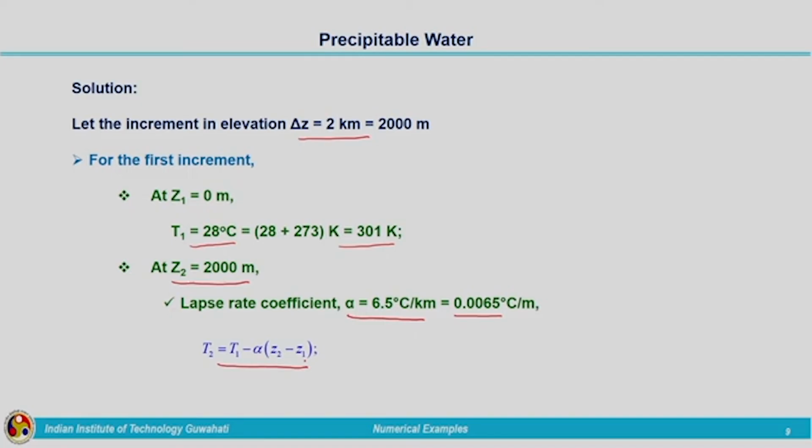T2 is equal to T1 minus alpha times (Z2 minus Z1). So, we will substitute the corresponding values here. T2 is equal to 28 minus 0.0065 multiplied by 2000. So, it will be coming out to be 15 degrees Celsius, and that value in Kelvin is 288 Kelvin. So, we got the temperature, ground level values are given to us, and temperature at a level of 2000 meters we have calculated. In the similar way, we need to calculate at 4000 meters, 6000, that way up to 12,000 meters.